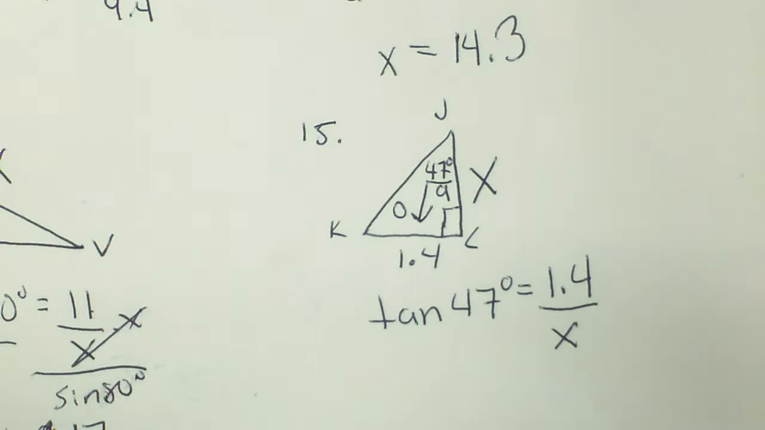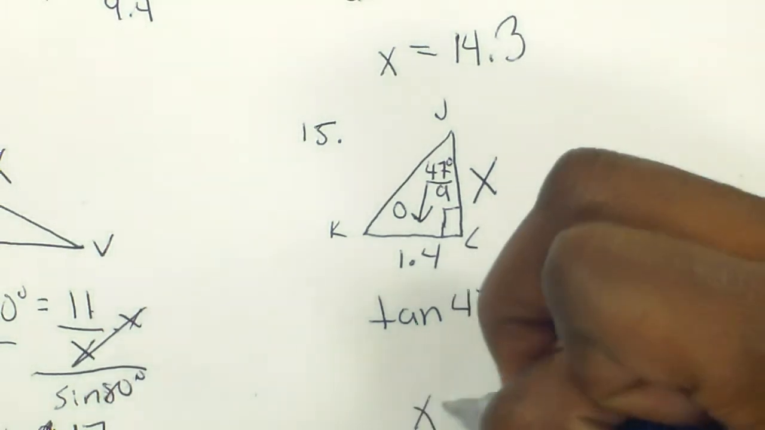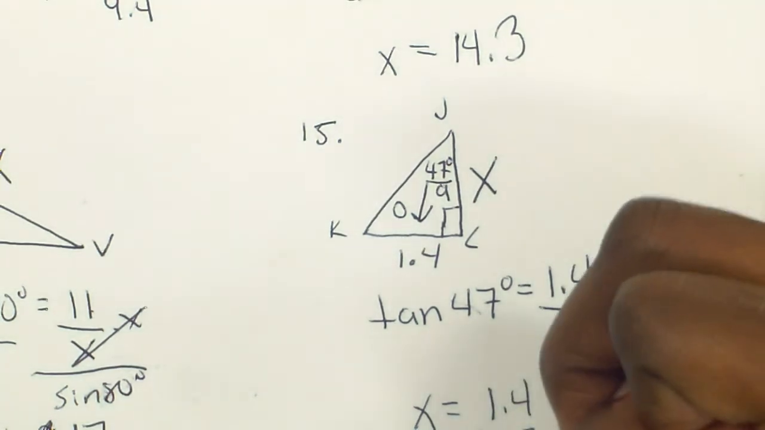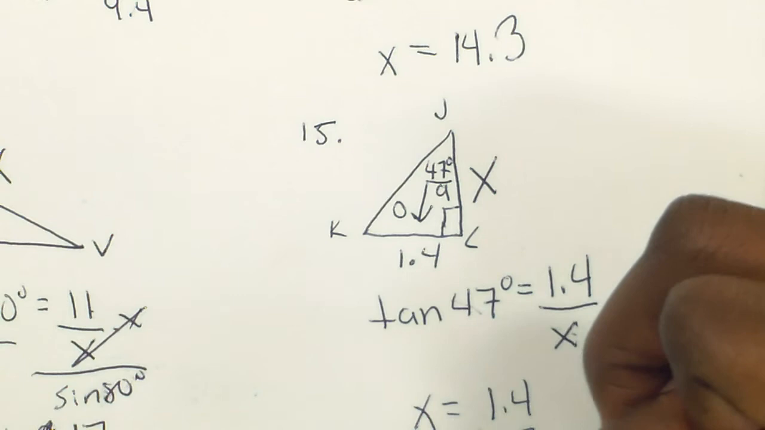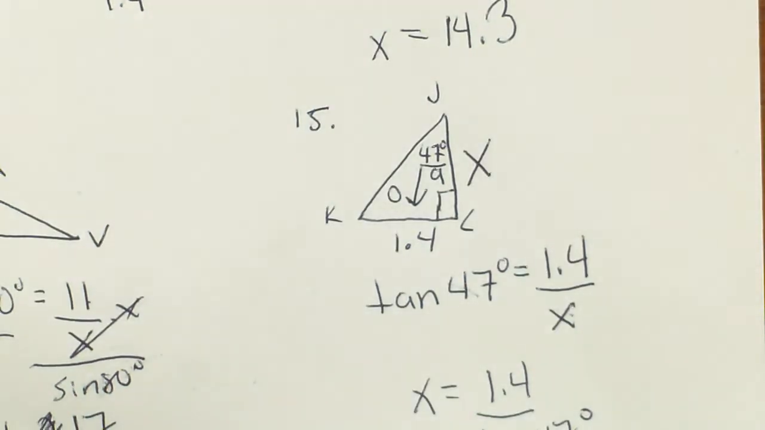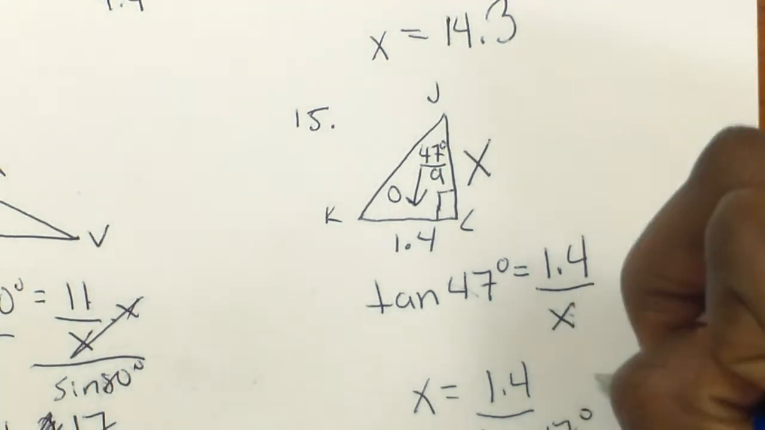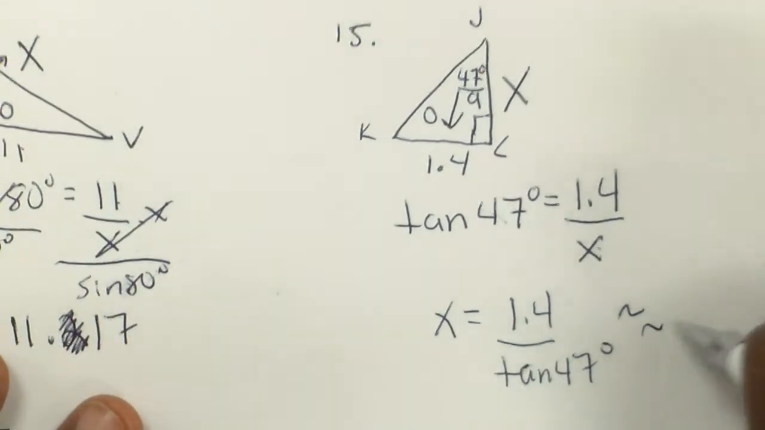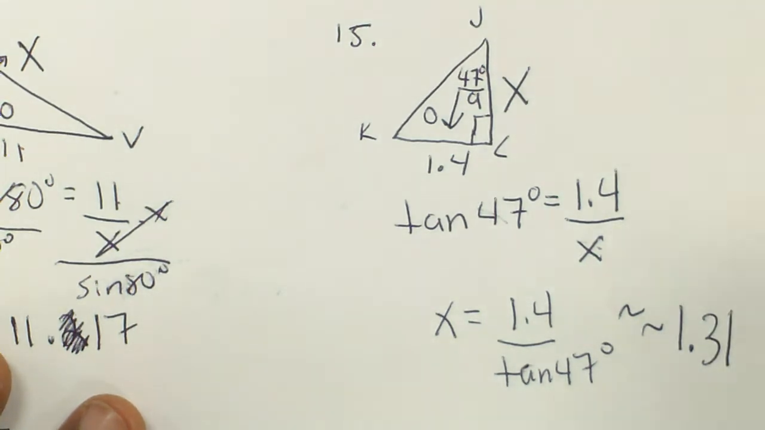And so I know the pattern by now. If it's in the denominator, basically x is going to be equal to, they kind of flip-flop. 1.4 divided by tan 47 degrees. I'm just trying to save a little bit of time. And for number 15, you should have got 1.31. Got it? Next one was number 18.